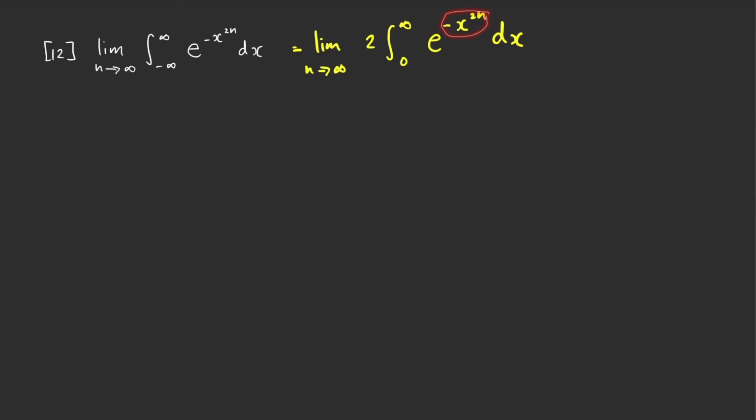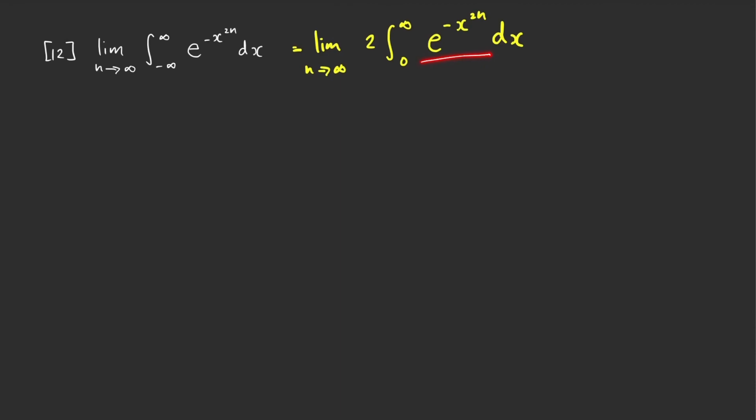So this will go to e raised to 0, so that is just equal to 1. But when x is greater than 1, this will go to infinity as n goes to infinity. So therefore, this will go to what? e raised to negative infinity. This will go to 0. Okay, so we have two functions that are approached by this sequence of functions as n goes to infinity.